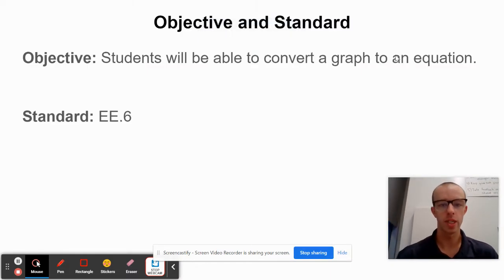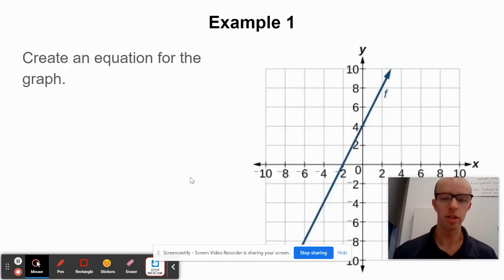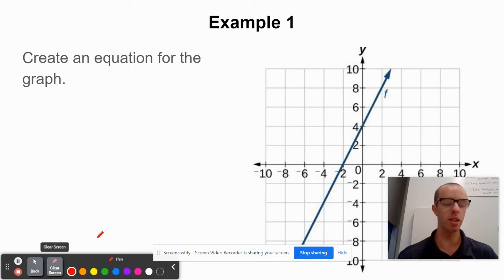Our objective today is that students will be able to convert a graph to an equation. Previously, we've worked on if I give you an equation, can you graph it? Today, we're going to do that in reverse. I'm going to give you the graph, and I want you to make the equation. So let's look at example one.